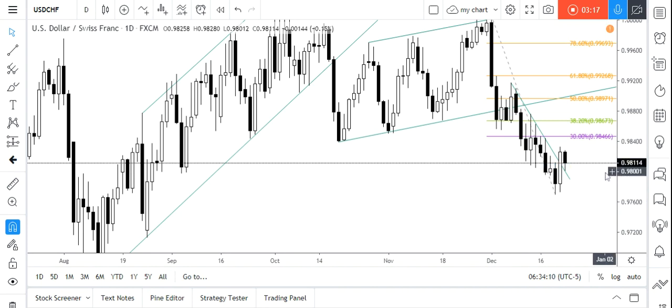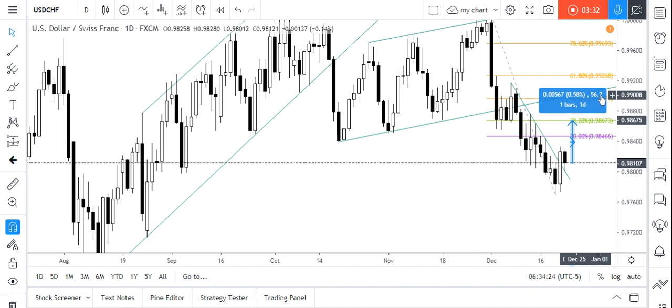And if I calculate my take profit, then my reward is better than this. So let's calculate from 0.9810 to this 38.2%. I have 56.7 pips on the reward side. So my risk to reward ratio is better than 1:1. That's why I'm trying to exit my position at 38.2% only. I'm not waiting for this 50% level.